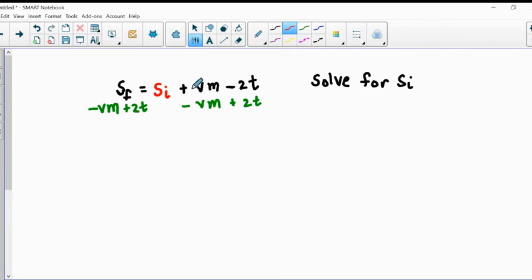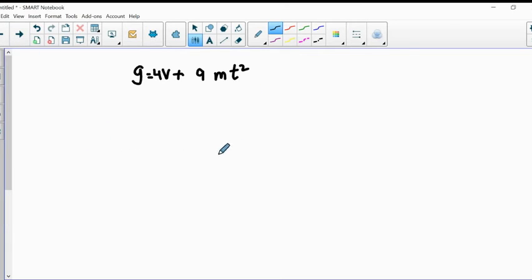So plus Vm and minus Vm, they're opposite signs. They will just cancel. Minus 2t and plus 2t, they're opposite signs. They will cancel as well. So on the left side, I have SF minus Vm plus 2t equals Si. So notice one thing, I have not isolated the small I, which is subscript I and subscript F, because they are just describing quantities. I do not need to isolate them. Let's look at our last example.